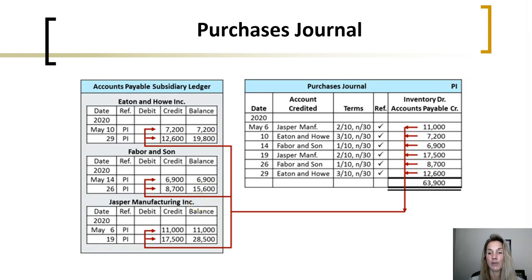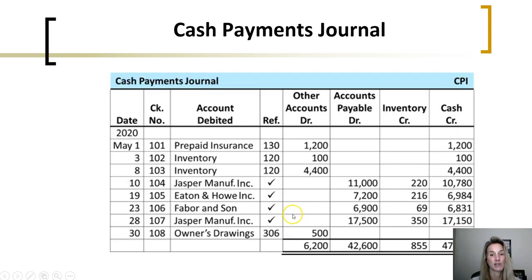The purchases journal would work very similar. For every purchase on account, we would reflect the creditor that we owe or the supplier, along with the amount that is debited into inventory and credited into accounts payable. Regularly updating the accounts payable subsidiary ledger so we know exactly how much we owe to who, but the total dollar amount of all purchases on credit is only debited to inventory and credited to accounts payable once during the month. The cash payments journal is very similar.